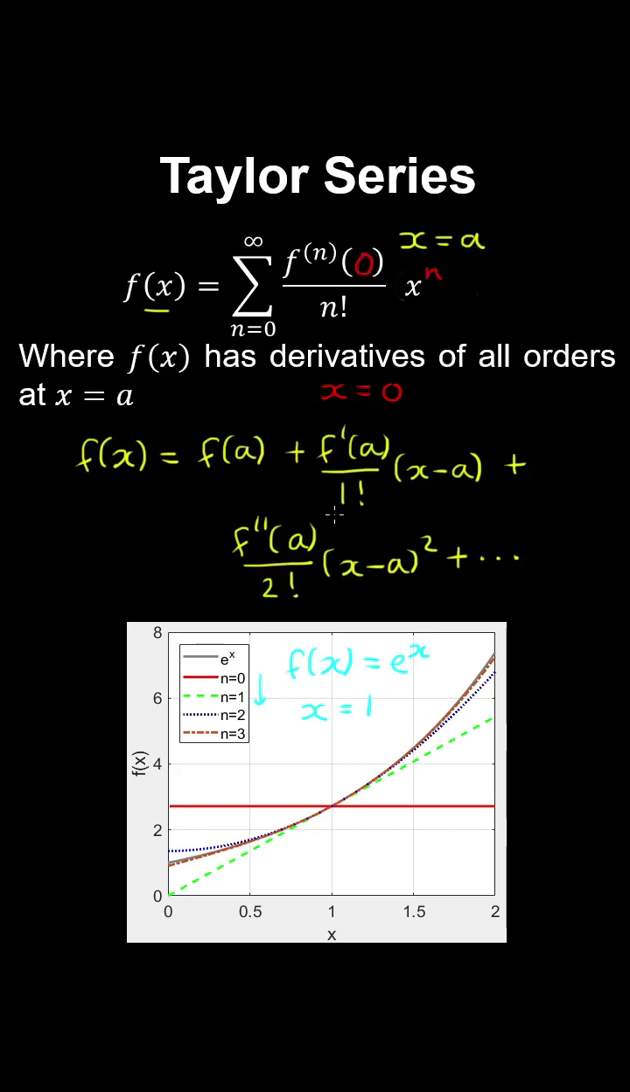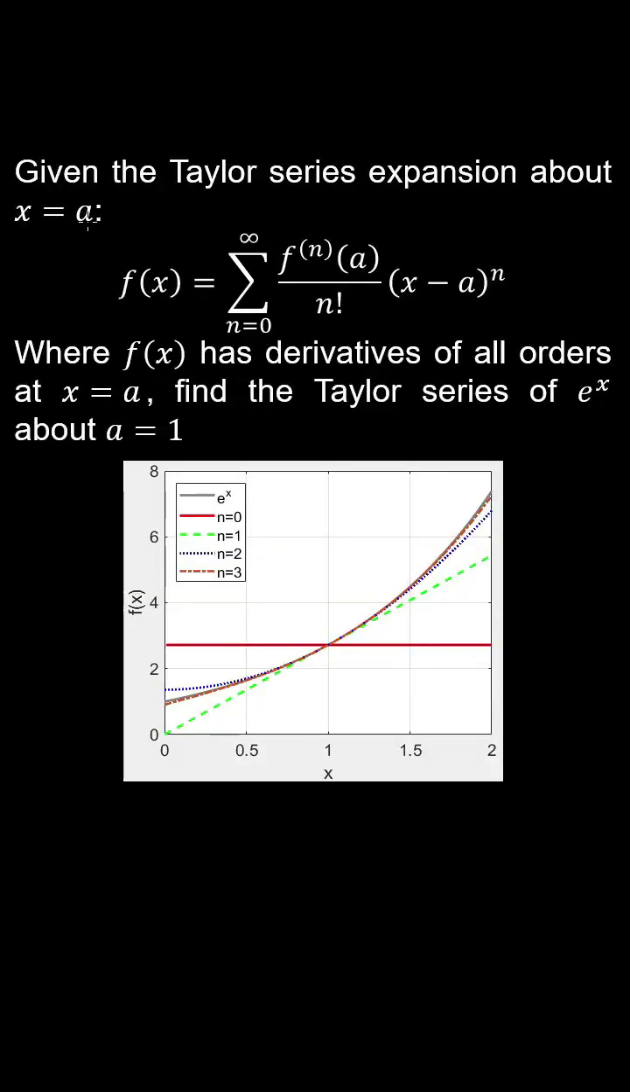And in subsequent videos, we'll see that the Maclaurin series for the special function 1 on 1 minus x is a geometric series. And the Maclaurin series for elementary functions gives the foundation for constructing the Maclaurin series for other functions. Given a Taylor series expansion about x equals a, which can be written in this form, where f of x has derivatives of all orders at x equals a, we're asked to find a Taylor series of e to the x about a equals 1.